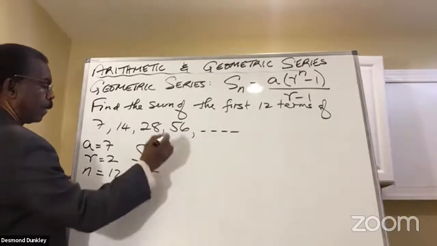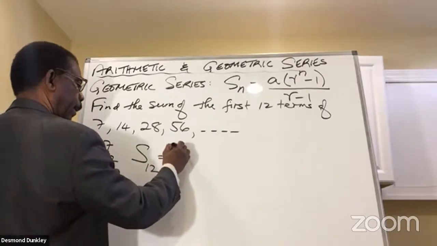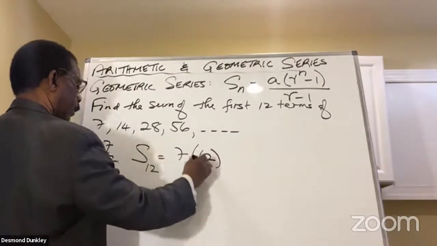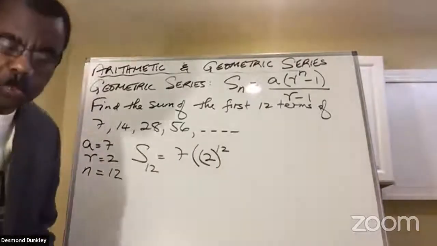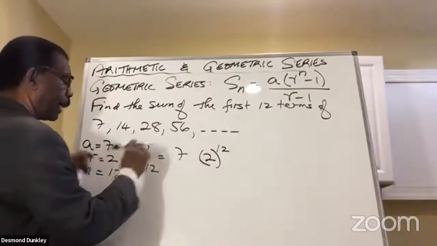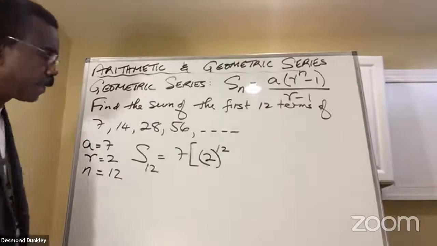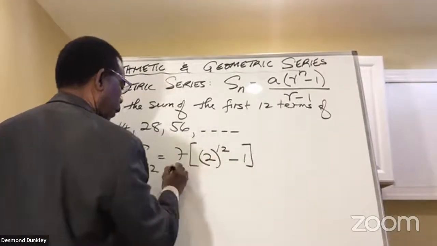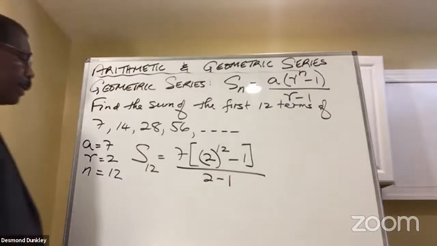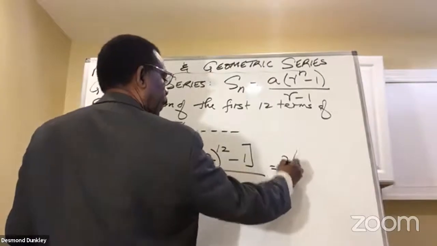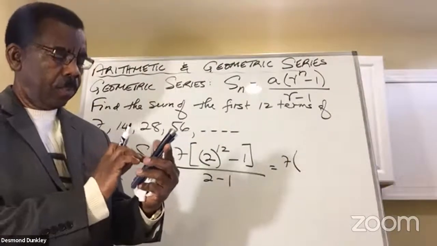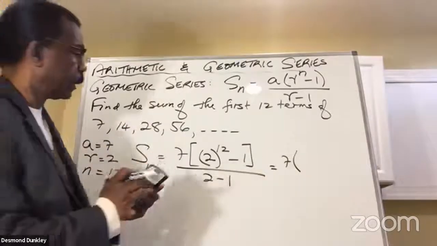So S12 is equal to A, which is 7, times R, which is 2, to the N, which is 12. So since we're using parentheses inside of parentheses, let's elevate to a square bracket. It just looks better. So it's that minus 1 over, the bottom is going to be 2 minus 1. That's your R minus 1. And what does that work out to be? It's going to be 7 times, what is 2 to the power 12? 2 caret 12 gives us 4096.